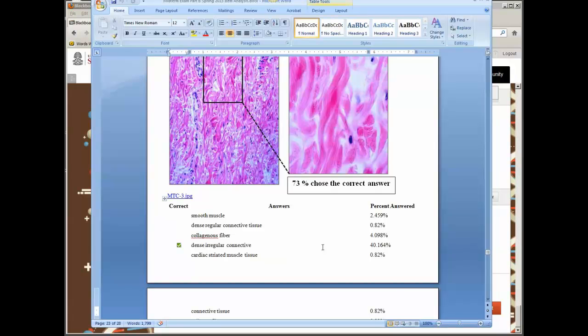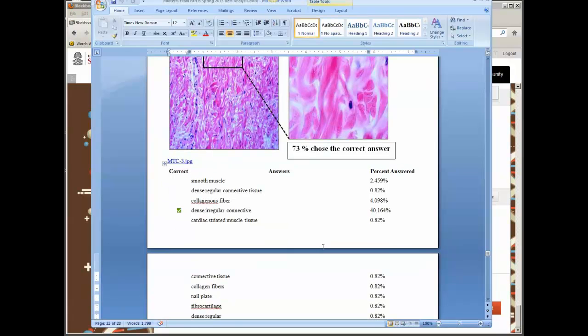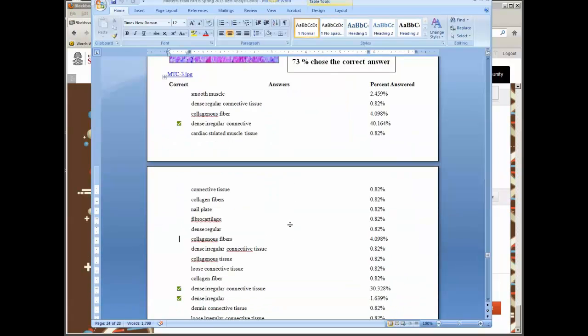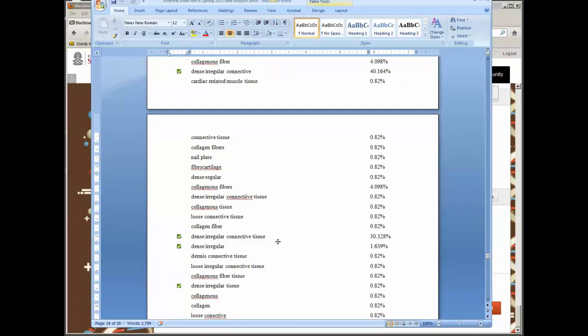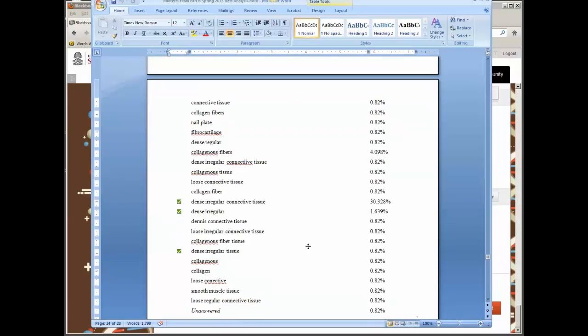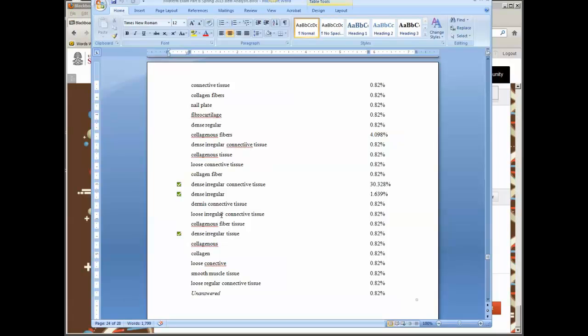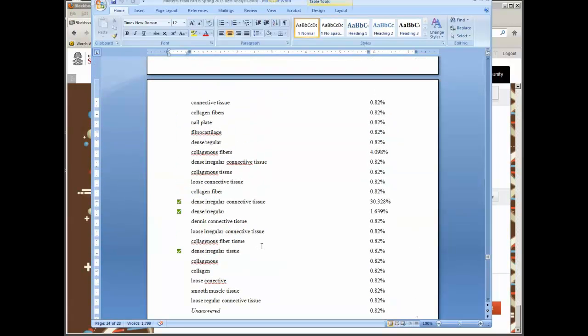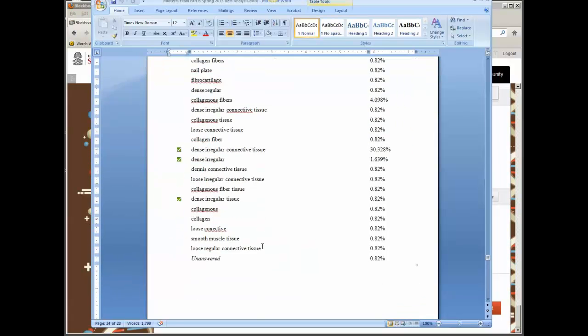But I don't want to dwell on this, but I want to show you what we get credit for: dense, irregular connective. We didn't require you to put tissue at the end. You got credit for that. You got credit for dense, irregular connective tissue. You got credit for dense, irregular, which is assumed you knew it was connective tissue, and dense, irregular tissue. So we also accepted, but loose and irregular, those are opposites. You can't choose that. So that gives you an idea of the different answers that were given, and some of them are off base, and so you need to think about that for future things.